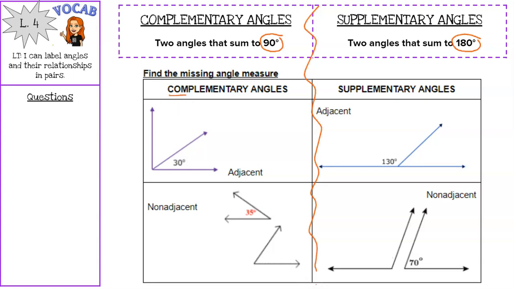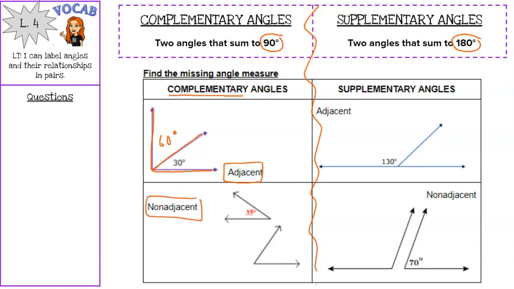So for complementary over here, we know that these two angles need to sum to 90 degrees, which means the other angle will be 60 degrees. And this is an example of adjacent complementary angles. Which, reminder, adjacent means the angles touch or share a side.